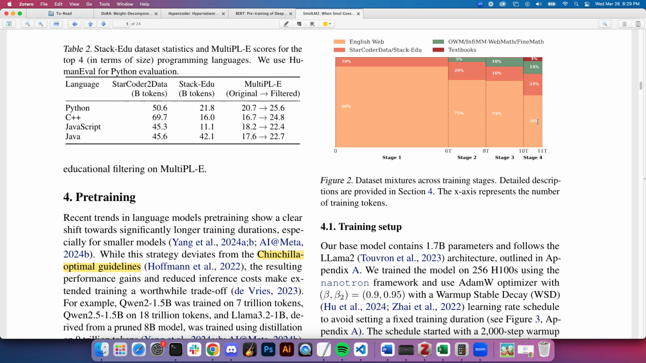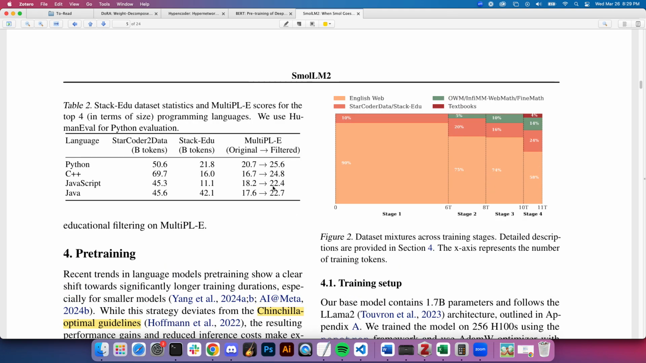So you still have over 50% of your dataset mixture as English web. And the breakdown is 6 trillion tokens, 2 trillion, 2 trillion, 1 trillion. So this is really interesting, and something that I should definitely refer back to.